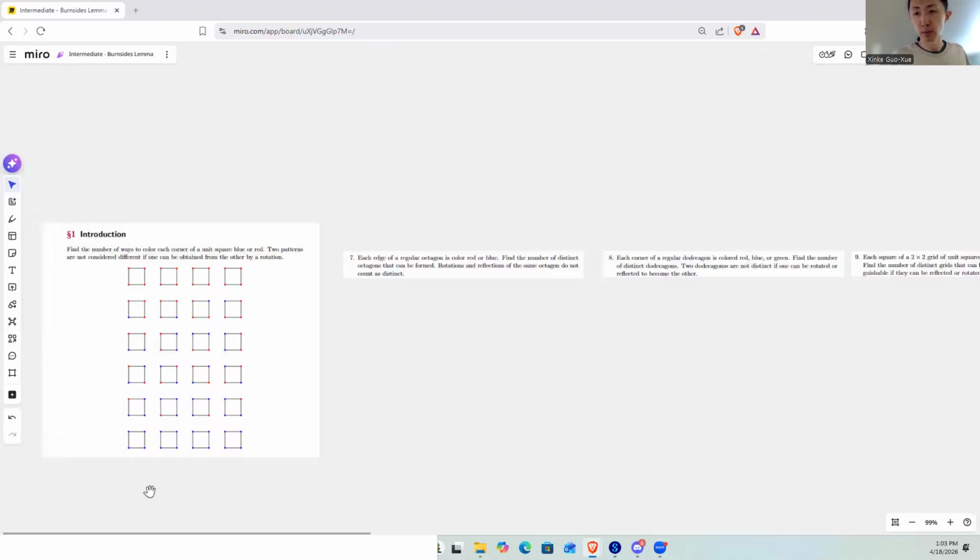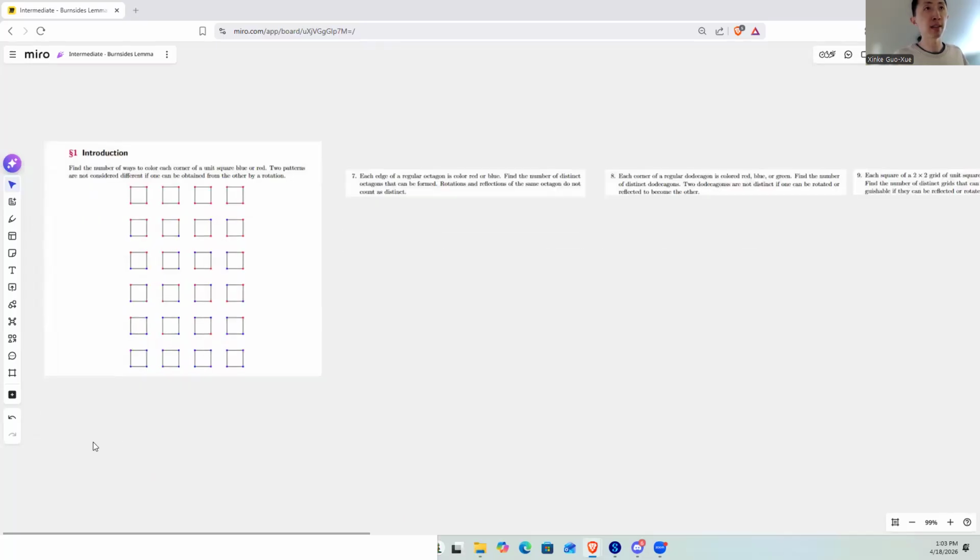Everyone. So, yeah, today's class, we're going to be talking about Burnside's Lemma. Burnside's Lemma is a result from group theory, but we can apply it to certain math competition problems.